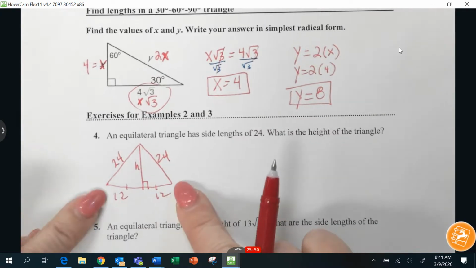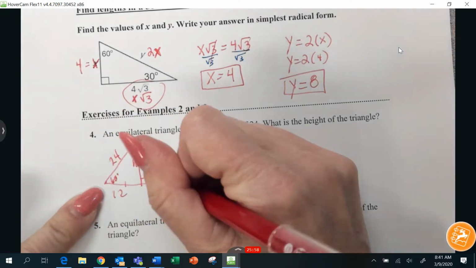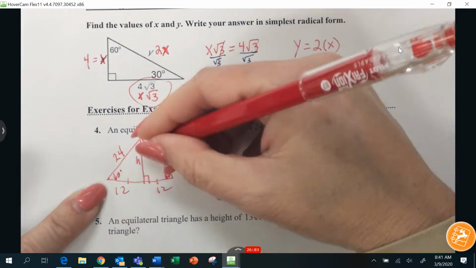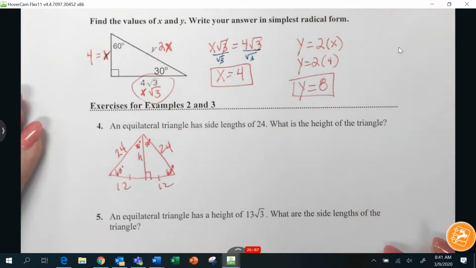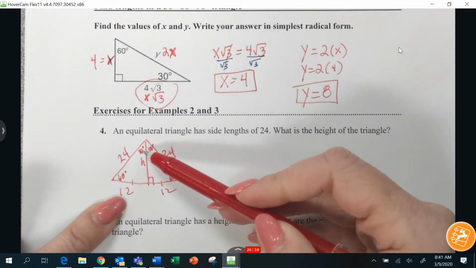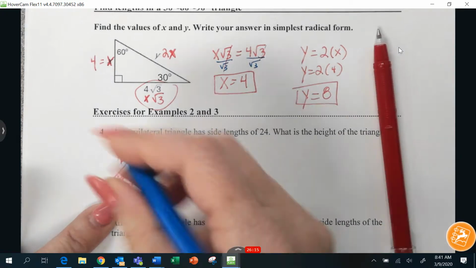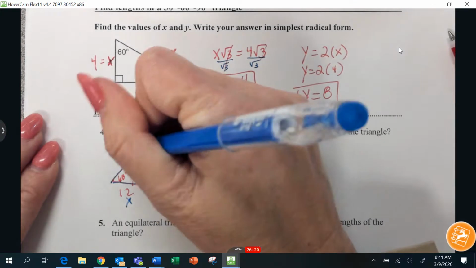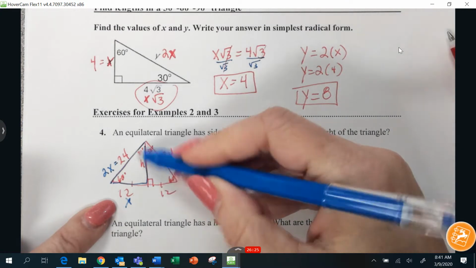What are these bottom angles? If it's equilateral, what are they, Erin? 60, yeah. So we have 30, 60, 90 degree triangles, meaning this one up here is going to be 30. Look how the side across from the 30 degrees is 12. That's our x. The hypotenuse of this triangle is 24. That's our 2x. See how they're twice each other?